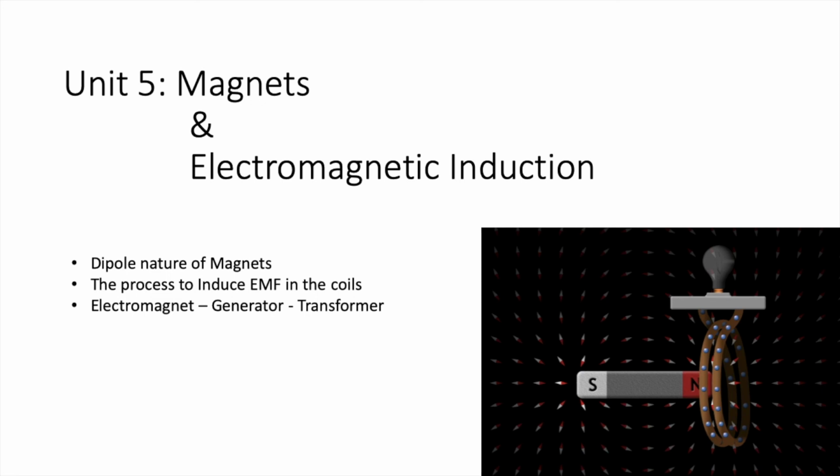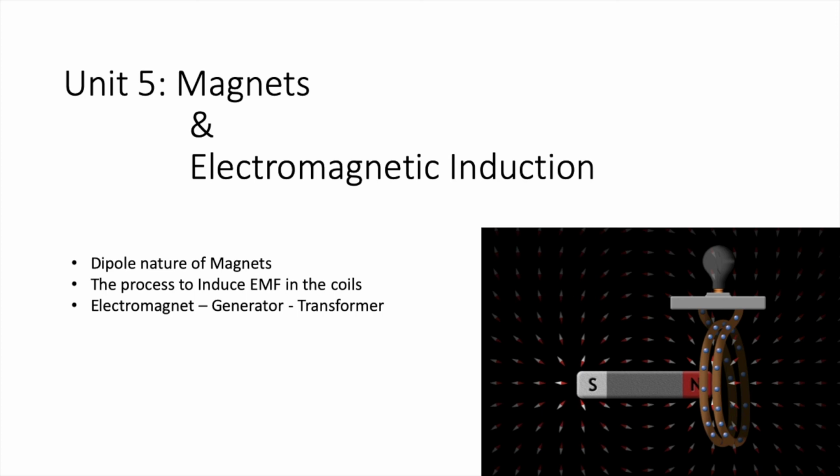Hello all, welcome back to Unit 5. Today we'll be looking into magnets and electromagnetic induction. In magnets, we'll analyze the dipole nature of the magnets, the two poles, and the magnetic field around it. Then we'll look into the induction processes, the electromagnetic induction, and how that process leads to induced EMF in the coils and hence induced current in the coils.